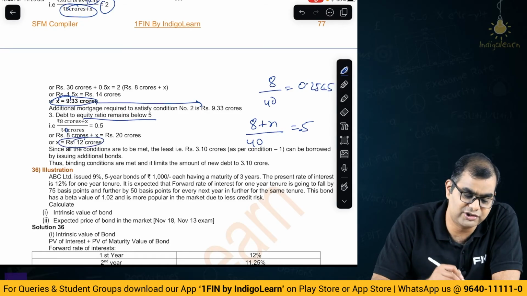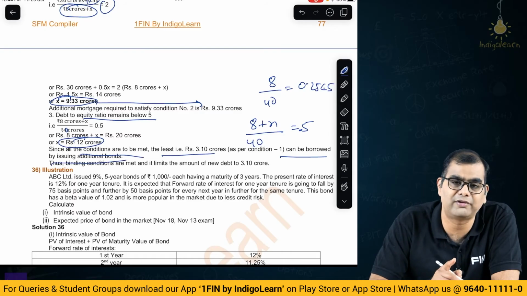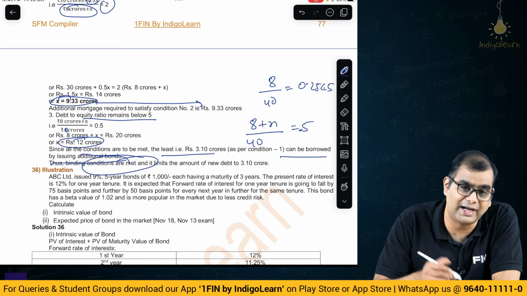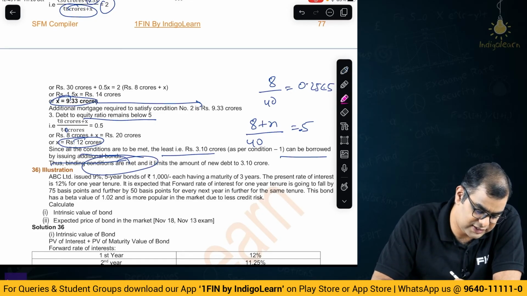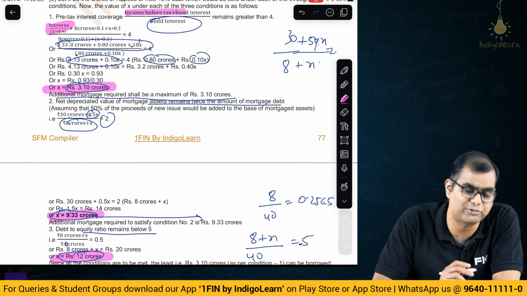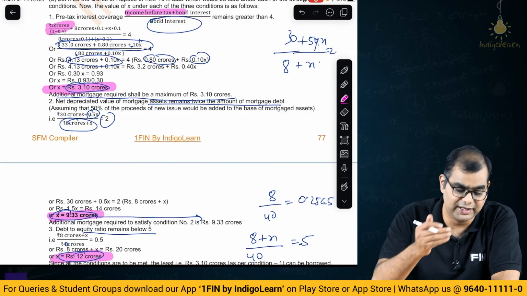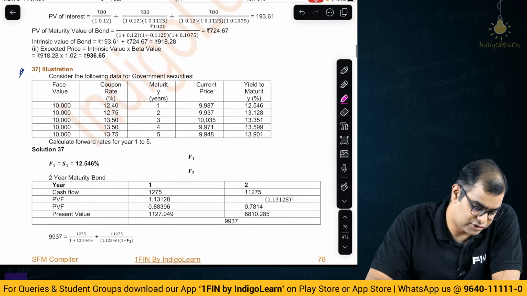Now, in all three conditions you can raise additional debt, but each has a different value. Since all conditions are to be met, at least 3.1 crores can be borrowed by issuing additional bonds. Why 3.1 crores? The first condition gives 3.1 crores, and that is the binding condition that limits the amount of debt you can take. In the third case you can take 12 crores, in the second case up to 9.33, and in the first case up to 3.1. So, 3.1 is the maximum you can take if you have to meet all three conditions, and that is the binding condition. Let us move to the next question.